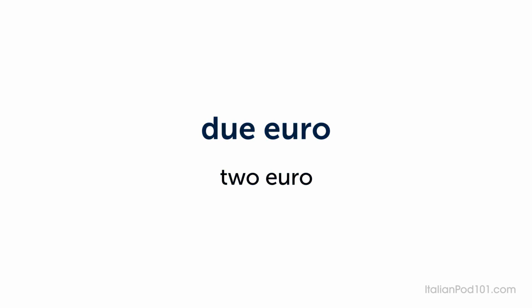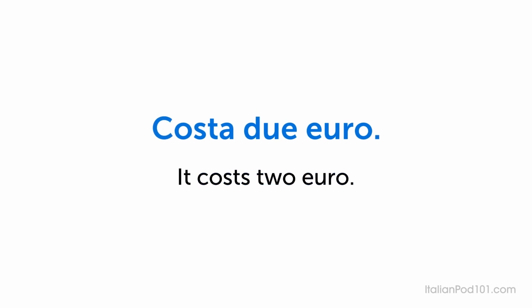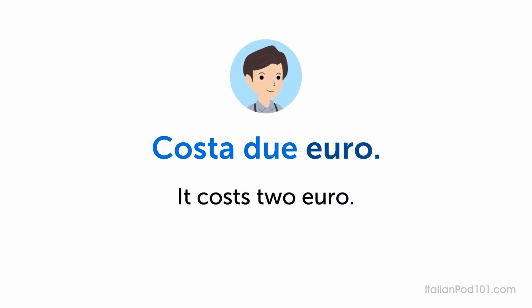Before this is costa, it costs. The word this is omitted as it is understood from context. Altogether, it's Costa 2 euro. Literally, this means costs €2, but it translates as it costs €2. Costa 2 euro.